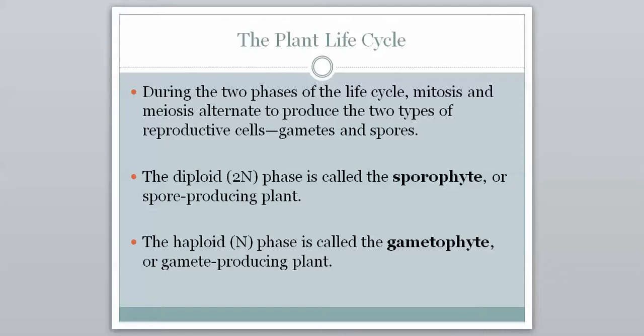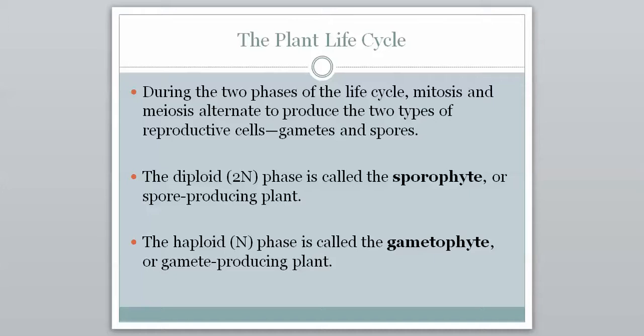Okay, so this breaks it down again. During the two phases of the life cycle, mitosis and meiosis alternate to produce the two types of reproductive cells, gametes and spores. The diploid or 2N phase is called the sporophyte or spore-producing plant, and the haploid phase is called the gametophyte or the gamete-producing plant.